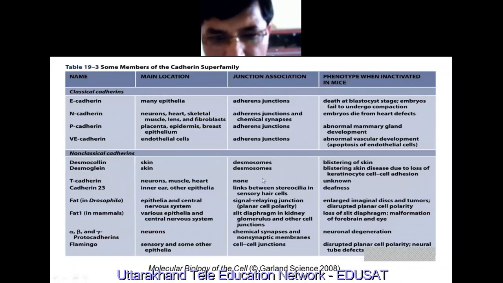Neurons, muscles and heart, right? None, कोई जंक्शन नहीं है. Unknown, function known नहीं. Cadherin 23, inner ear, हमारे कान के अंदर. Other epithelia, links between stereocilia in the sensory hair cells. जो sensory hair cells होते हैं because they are pressure detecting cells.